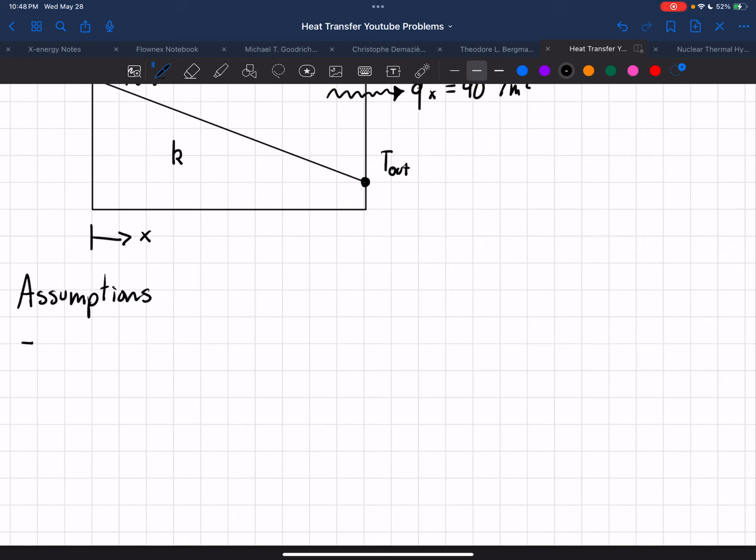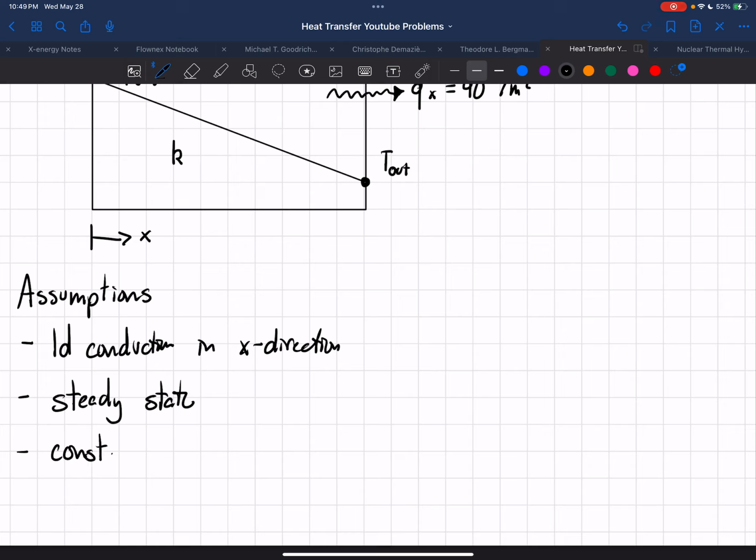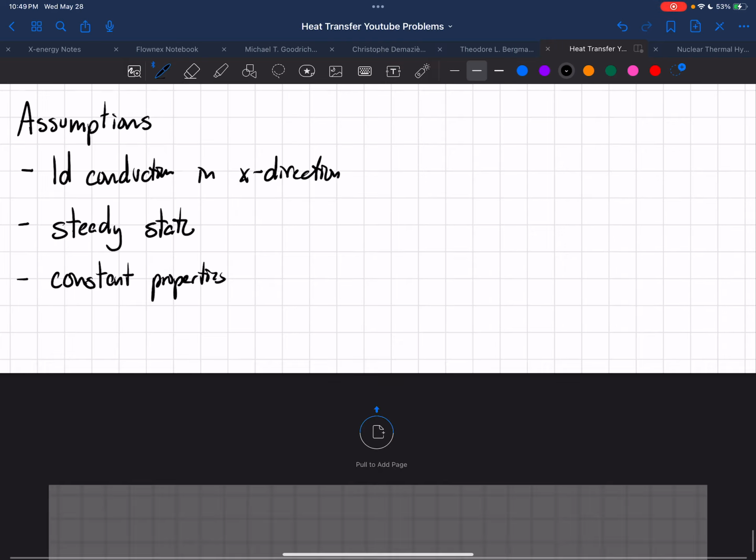And those are going to be 1D conduction in the x direction. Right, and we don't have any information about the y or z direction, so it wouldn't make sense for us to analyze anything there. As usual, we are also going to have steady state conditions and constant properties. So that thermal conductivity is not going to change even if the wood changes temperature.